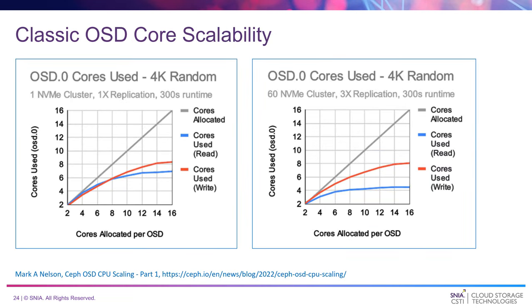One metric we can look at to guide this discussion is the CPU utilization for the OSD. These are charts from Mark Nelson's analysis of the classic Ceph OSD. As you can see in the charts, the core utilization numbers for the OSD are quite low. When you compare the blue and the red lines with the gray line, which indicates the cores allocated per OSD, the utilization is roughly in the 25 to 50 range, even for a large cluster. So reducing these costs, maximizing cycles per IO, minimizing context switches, as well as minimizing memory copy operations, is the primary goal of the Crimson project.